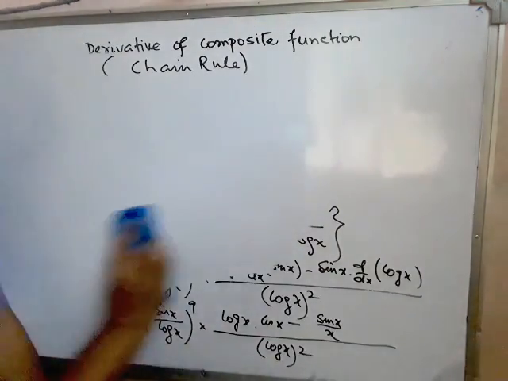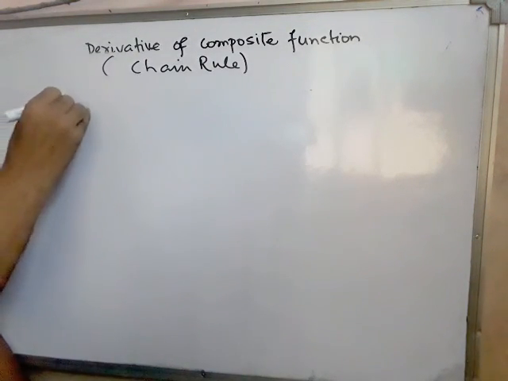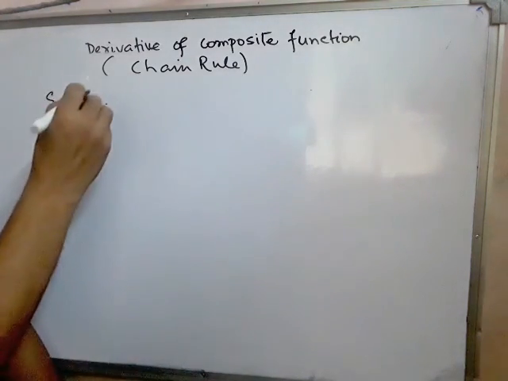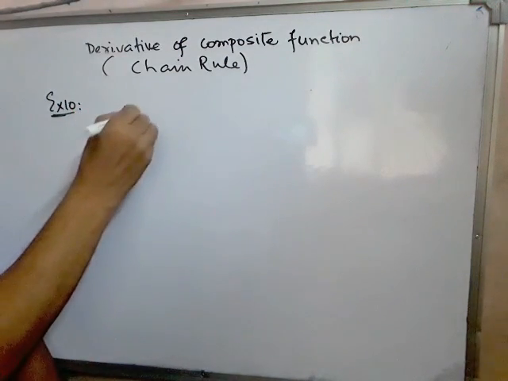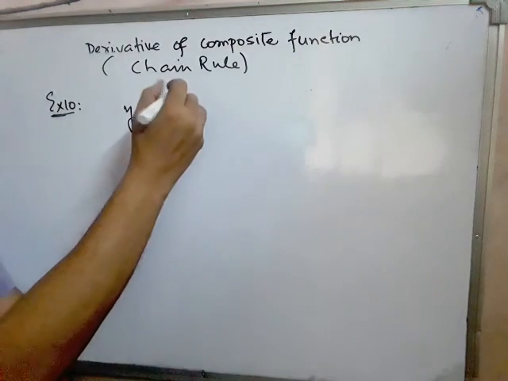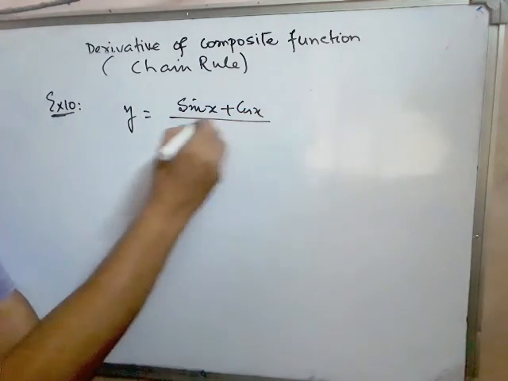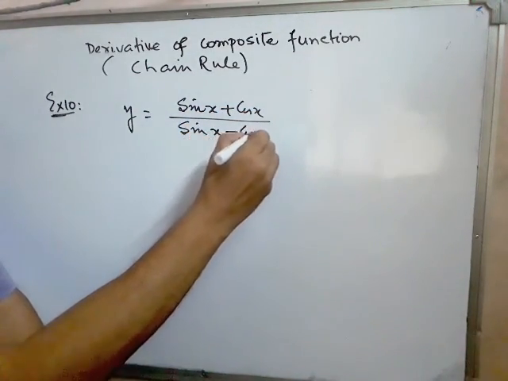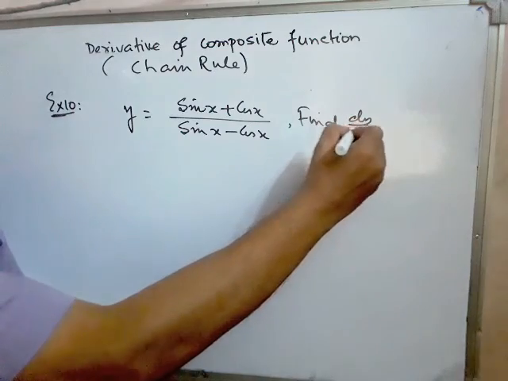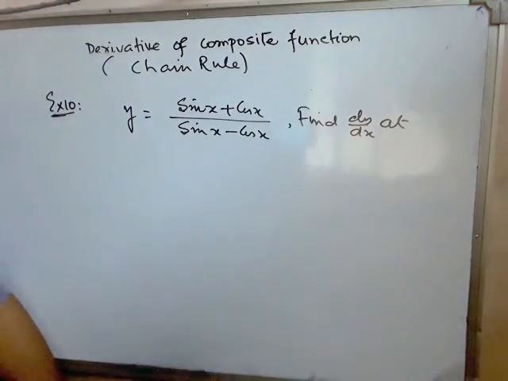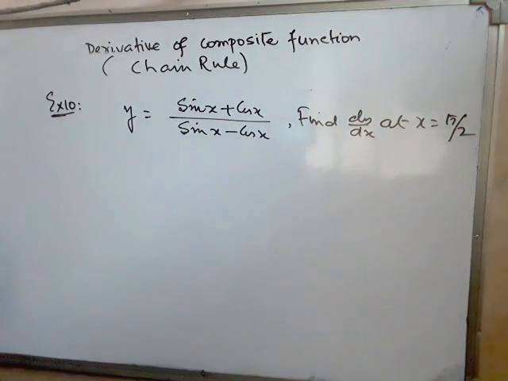Next, example number 10. Y equal to (sin x plus cos x) by (sin x minus cos x). Find dy by dx at x equal to pi by 2.